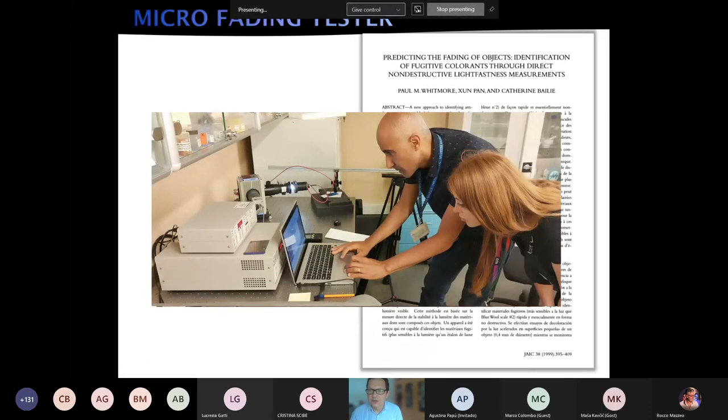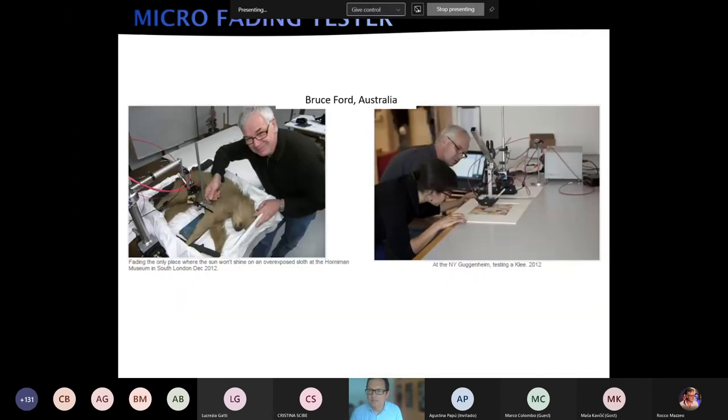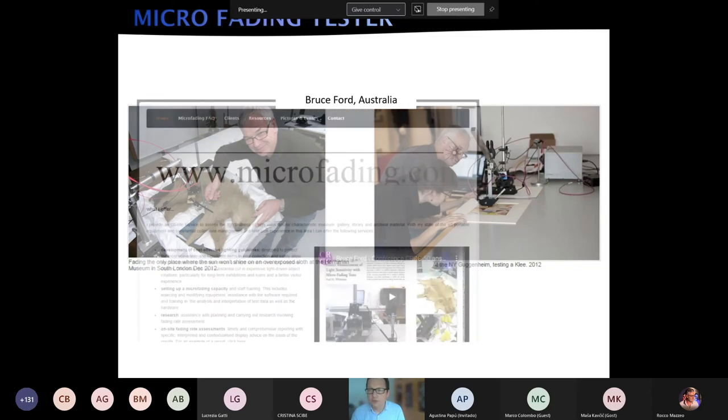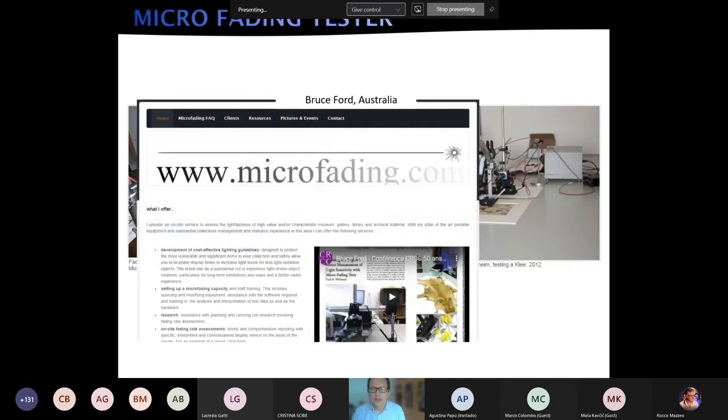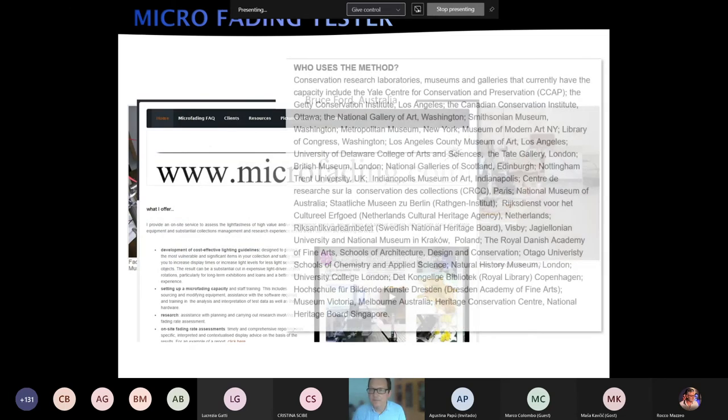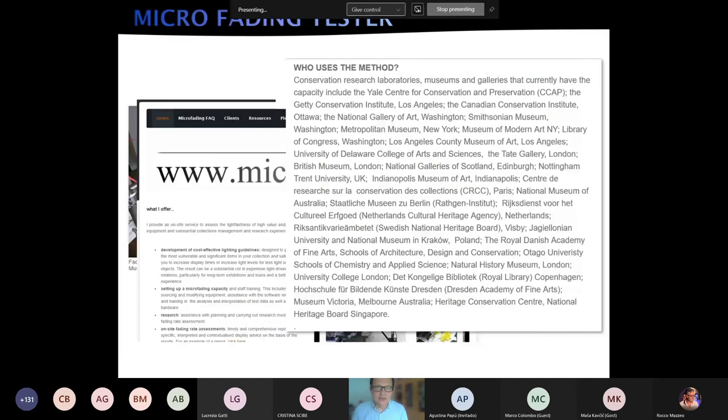This one is at the laboratories at the National Museum in Krakow, which is using this technique. And this technique was popularized probably the most by Bruce Ford from Australia, who built such setups for many museums, many research laboratories around the world. And he's running a webpage, microfading.com, at which you can find more information about microfading, and also a list of different institutions which are using these manual setups for microfading.